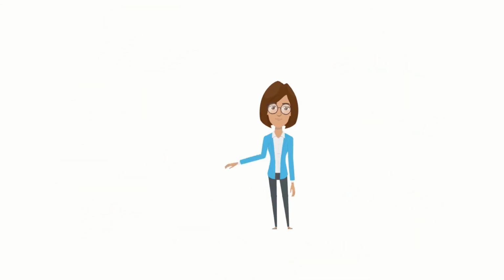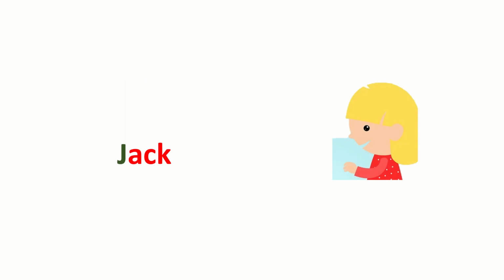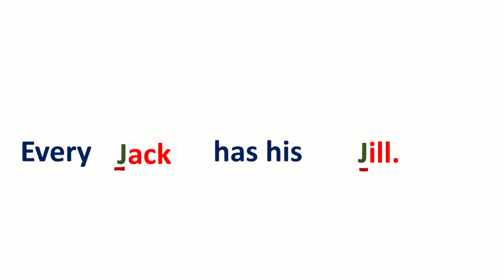First proverb is, this is Jack, this is Jill. So these are names of people. Here you can see the capital letter because all the proper nouns start with a capital letter. So the proverb is, every Jack has his Jill. The meaning of this proverb is everybody has a partner in their life.